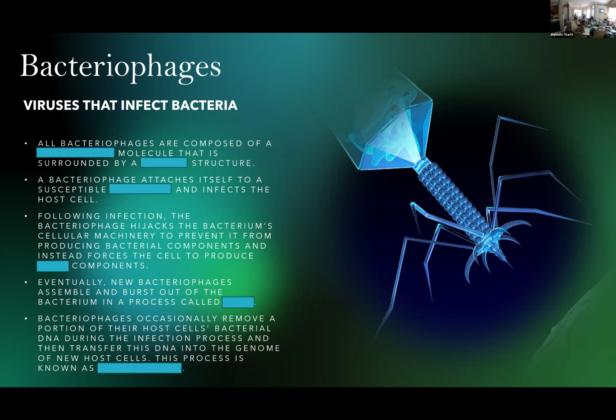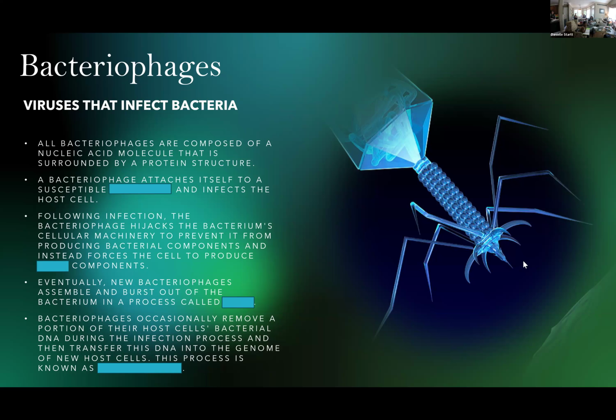So all bacteriophages are composed of what kind of molecule that's surrounded by a certain structure? Do we know? Does anybody know this one? So they have a nucleic acid, so genetic information, right? Covered by a protein. Basically, up in that little compartment at the top is where they store all their genetic information. And it's like a little protein envelope that holds it in. And then they quite literally land on the cell and inject it.